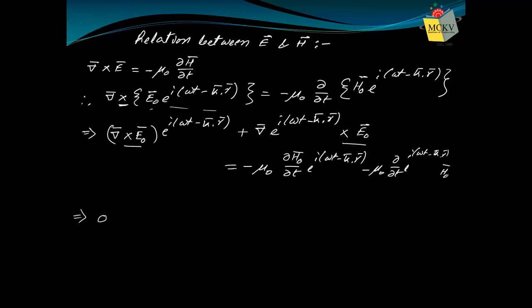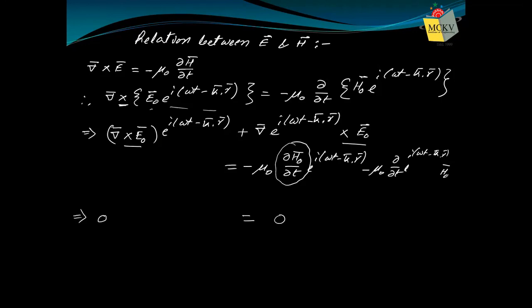Second term, we'll discuss it later, so I'm leaving space for the second term. Now the third term, del H naught by del t. H naught is constant, so there will not be any variation of it. So del H naught by del t is 0.